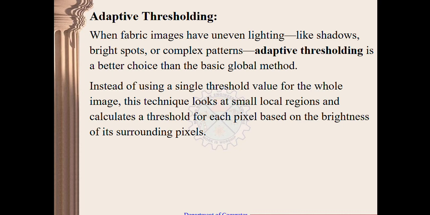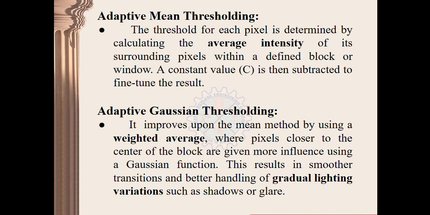Then comes adaptive thresholding. This type of thresholding is implemented in uneven lighting, which comes with some complex patterns. It is a better choice than the basic global method. Instead of using a single threshold value for the whole image, this technique locates small local regions and calculates the threshold for each pixel based on the brightness of its surrounding pixels.